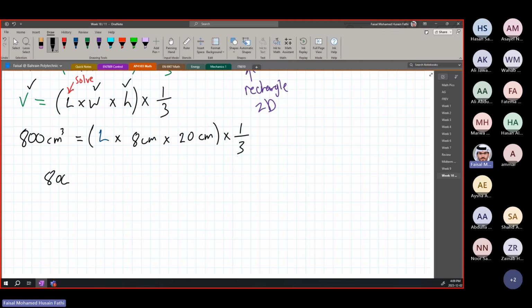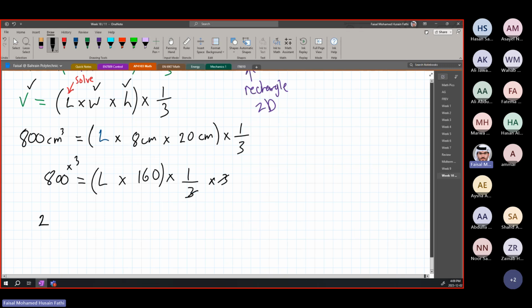So 800 is equal to L times 8 times 20. I will just simplify from now. 8 times 20 is 160, times 1/3. Multiply both sides by 3, so we can cancel the 3. It's going to be 800 times 3, which is 2400, is equal to L times 160.